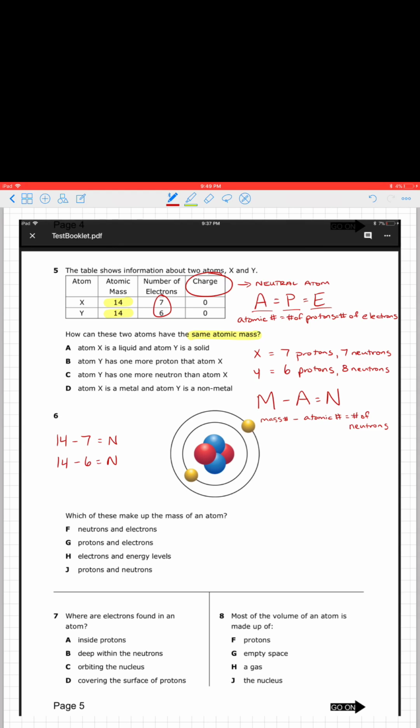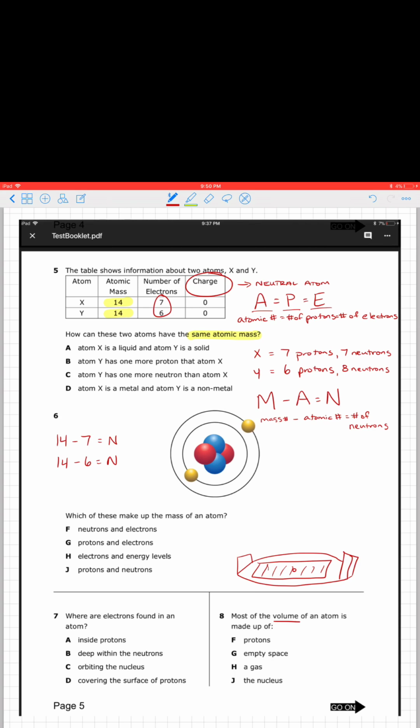Remember, it compared it to being a blueberry, a little teeny tiny blueberry in a giant football stadium. This is my football stadium. Just go with it. Yay. So we have our blueberry in our football stadium. So the nucleus is actually really small. Most of the volume, which we need to make sure we understand what that means, most of the volume of an atom is actually going to be made up of empty space.